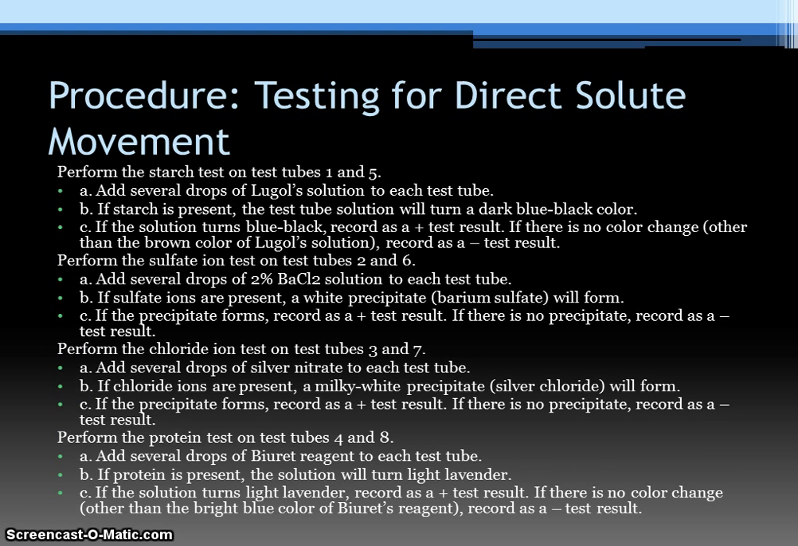So firstly, we would perform the starch test on test tubes 1 and 5. So for this, we would add several drops of Lugol solution to each test tube, and if starch was present, the test tube solution would turn a dark blue-black color. If the solution would turn a blue-black color, we would record it as a positive test result, and if there was no color change other than the brown color of the Lugol solution, we would record it as a negative test result.